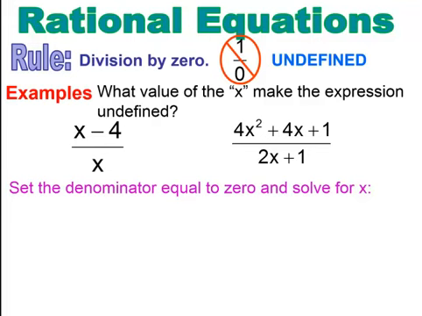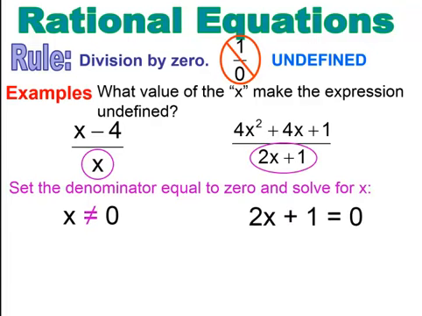So in the first example, we have x minus 4 over x. Well, we want to know what's going to create a 0 in the denominator, so you'll take whatever's in the denominator and set it equal to 0. So in this case, we just have x in the denominator, and when we set x equal to 0, that's the x value that would create an undefined value. So in this case, we would not be able to have a solution if x equaled 0.